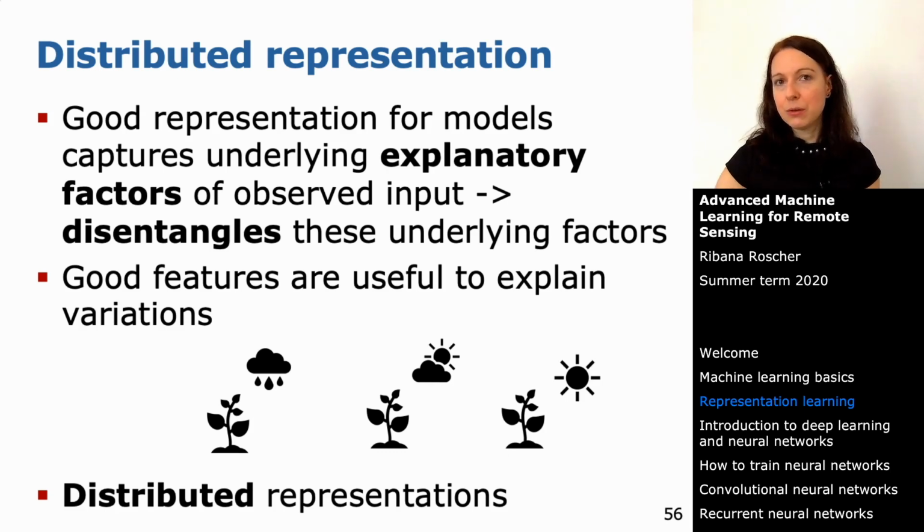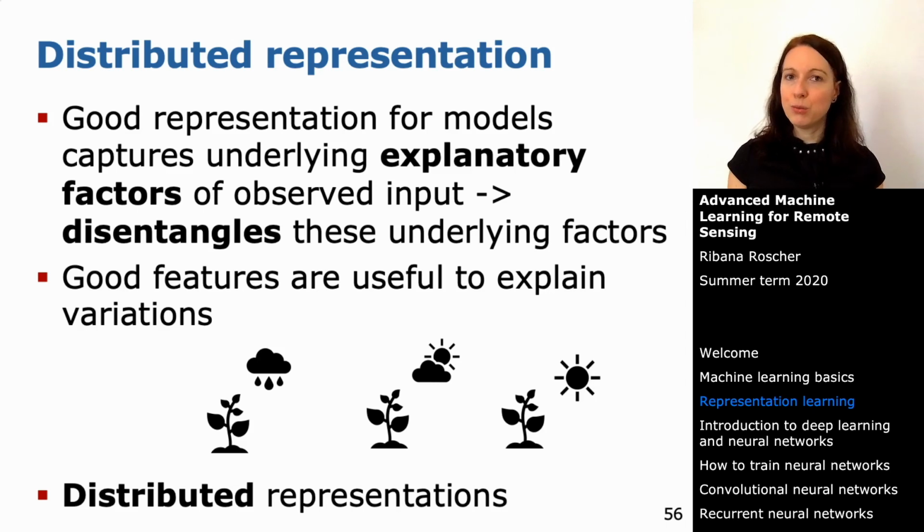Imagine you took observations from plants, and while you were taking measurements, it was raining, then you have some cloudy weather, and maybe then the sun was shining. You can imagine that the spectral appearance would change, and also the features you extract from the images or whatever data you took also change. But you do not want to model all these different factors.